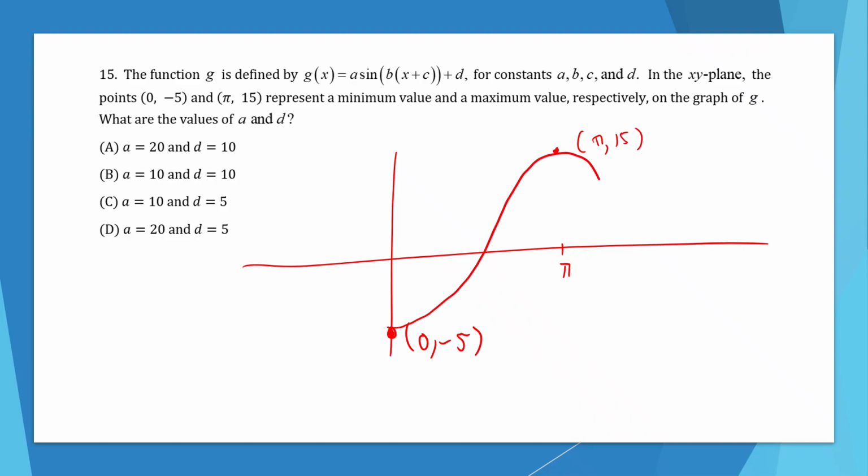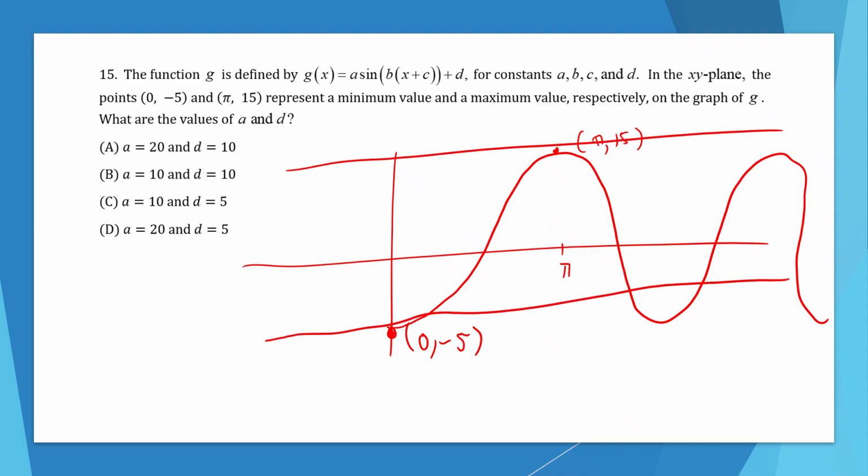And then that is going to be our min and our max. So here we're going to have our maximum at 15, our minimum at -5, and then where's our midline going to be? Well, I know the distance between 15 and -5 has a width of 20. And then half of that is 10. So going 10 units down from 15, we should have +5 as our midline.